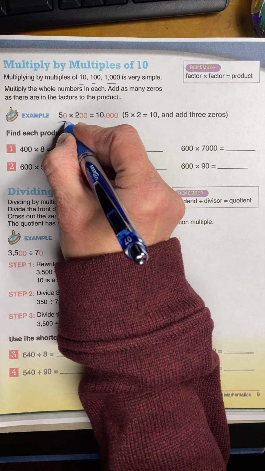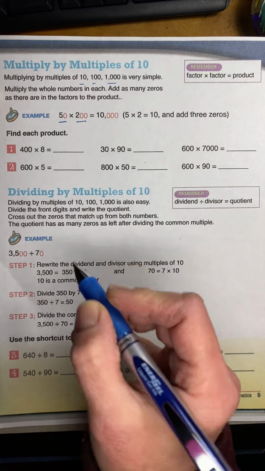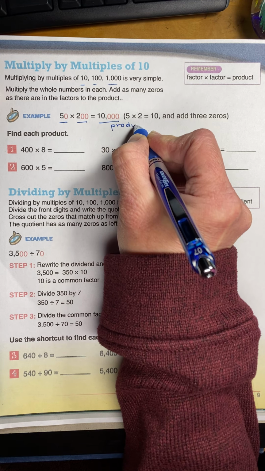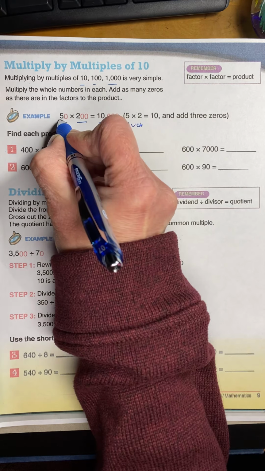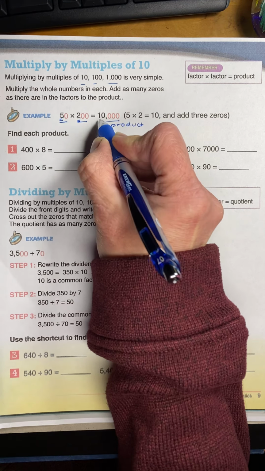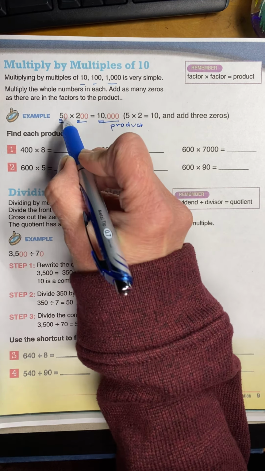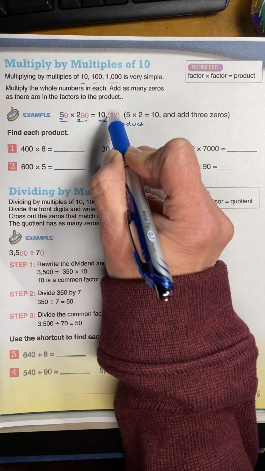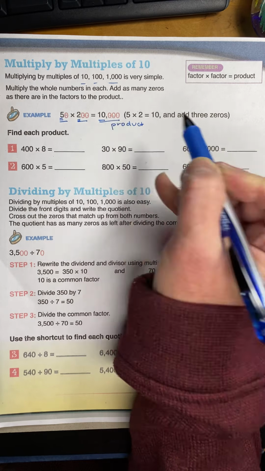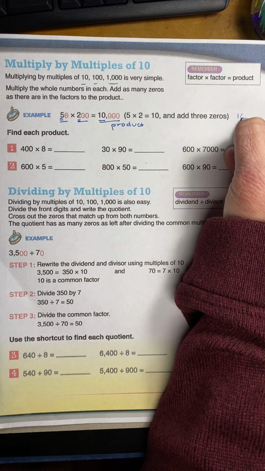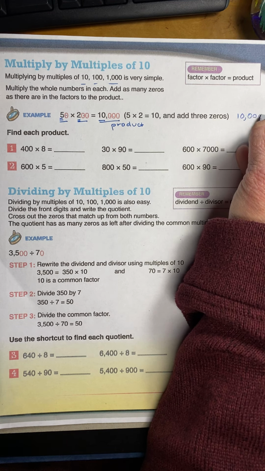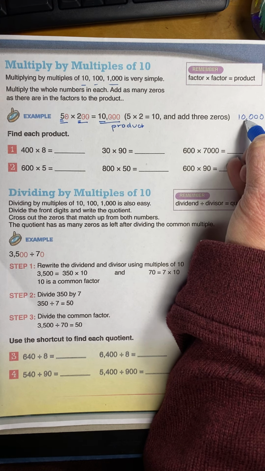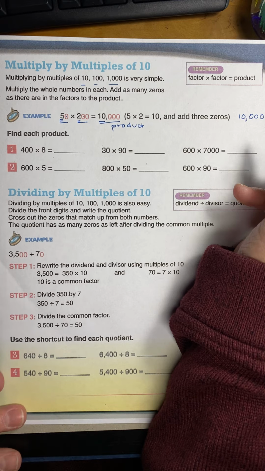So these two numbers being multiplied together are the factors, and of course our answer is our product. So what did we do? We took 5 times 2, and we got 10, and then we counted our zeros. 1, 2, 3, so you add 1, 2, 3. That's why that answer was 10,000. Okay? 5 times 2 was the 10, and then we added those couple zeros.